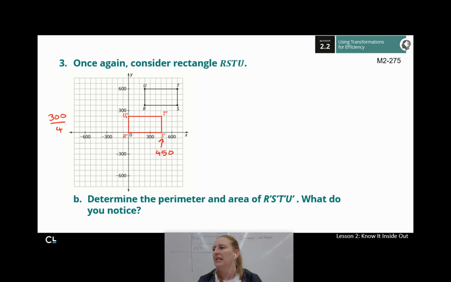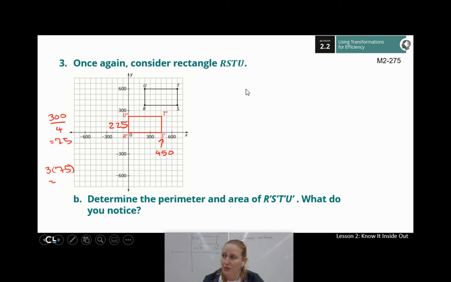So that means this side is 1, 2, 3, so that's 75. So if that's 3 of them, 3 times 75, how much is that? 225. So it looks like this side is 225 units long. So this is way easier than trying to use distance formula, right? It's just a little less work. I know that's 450 units long.